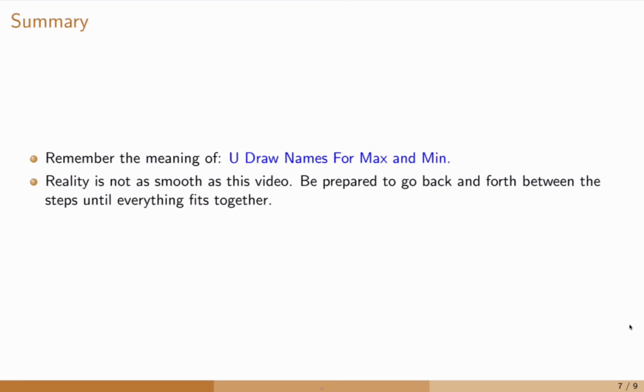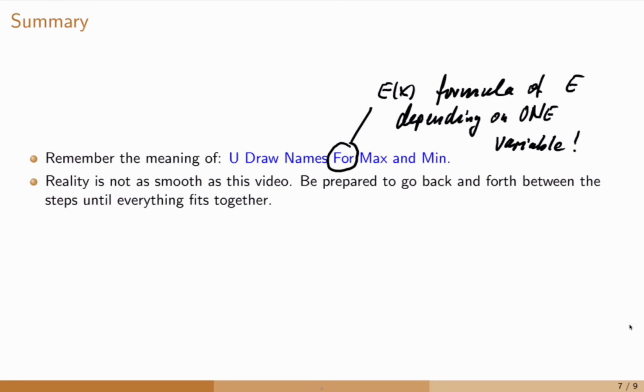So let me summarize what we did. First of all, remember the saying, you draw names for max and min. The challenge was to find a formula which depends on one variable only, and then if we have it, everything else is easy. Then we can use our max and min methods, look for critical points, use the closed interval method, or we could use the second derivative test, the first derivative test, all that kind of stuff, which we know so well.